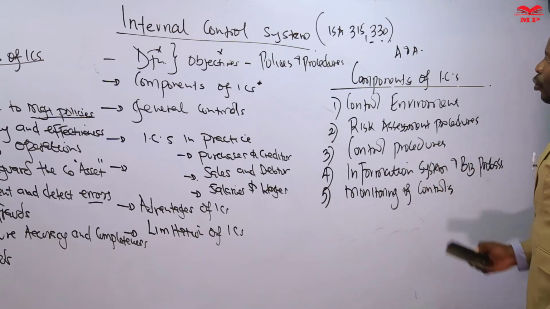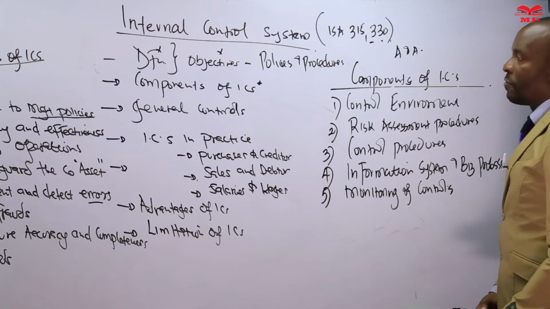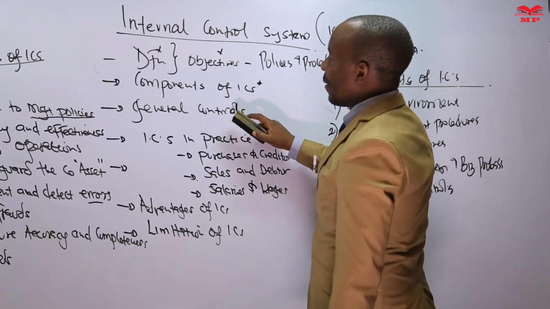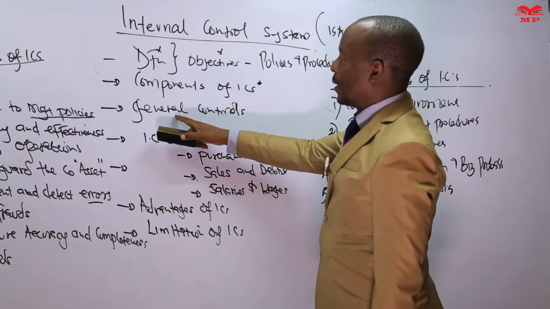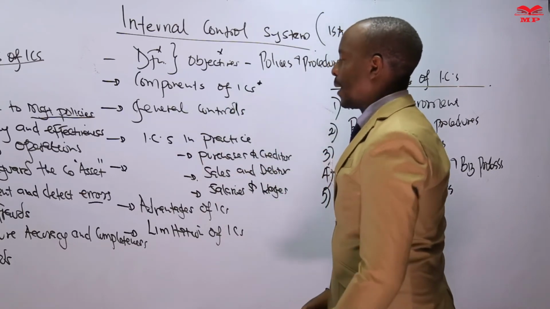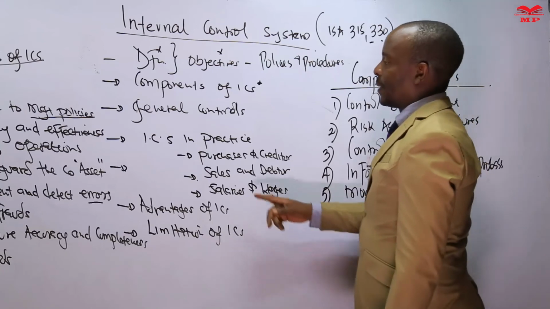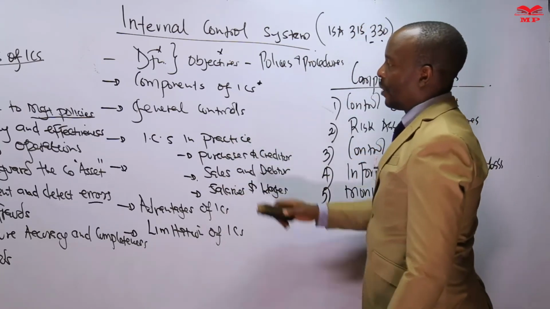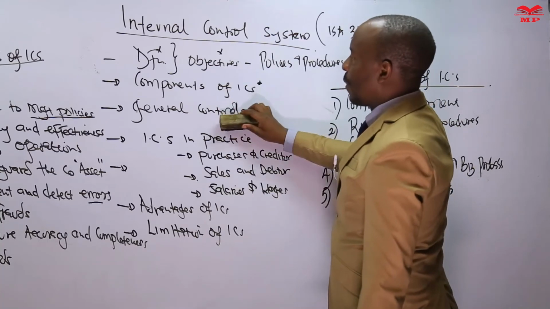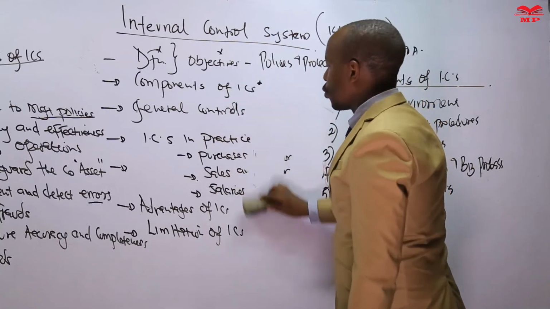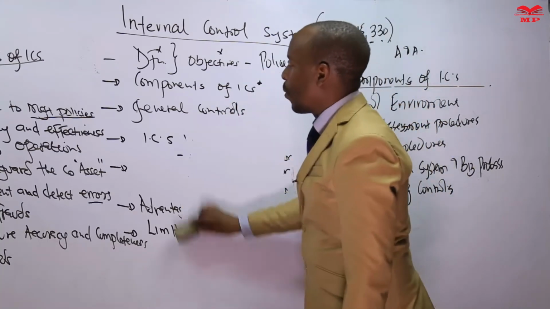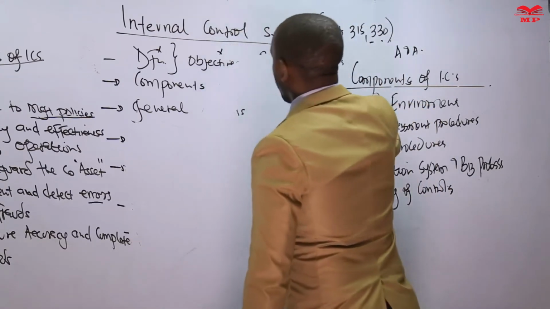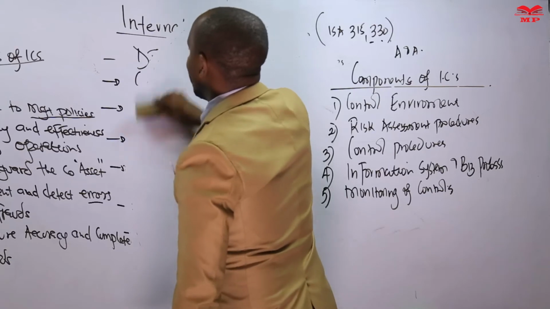or if you want your internal control system to be what? To be effective. I'm going to delete this part here, but remember the next thing that we are headed to is what? General controls. Earlier on I had said that we will be moving to ICS in practice in our next lesson. For the time being, we need to discuss these two, the components of ICS and general controls. That is what I want to clear here. So we are introducing those components of ICS.